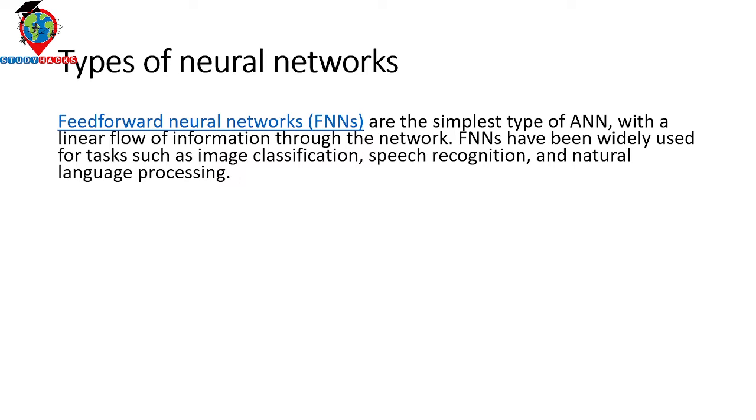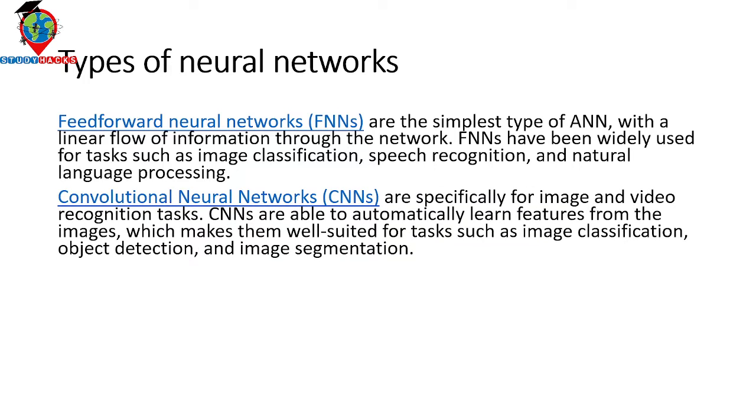Mainly, it's a simplified type of ANN with a linear flow of information through the network. FNN has been widely used for tasks such as image classification, speech recognition, and natural language processing. And the convolutional neural network is also used for different types of image and video recognition. CNN is able to automatically learn features from the image, which makes it well suited for tasks such as image classification, object detection, and image segmentation. We can easily do these using CNN.